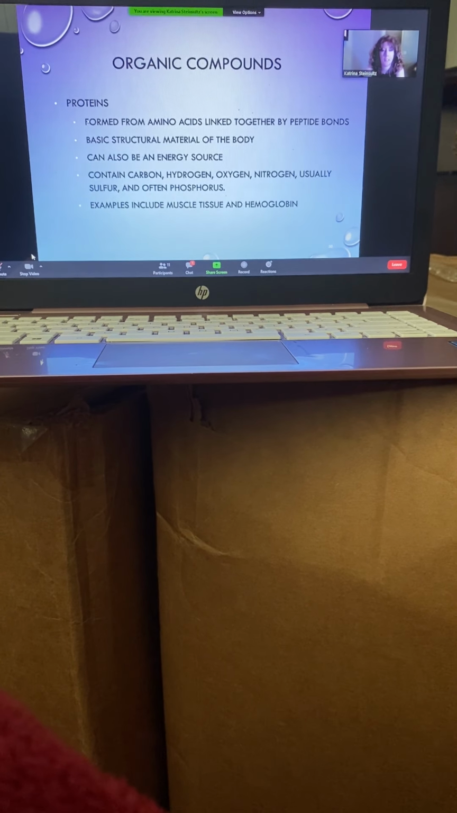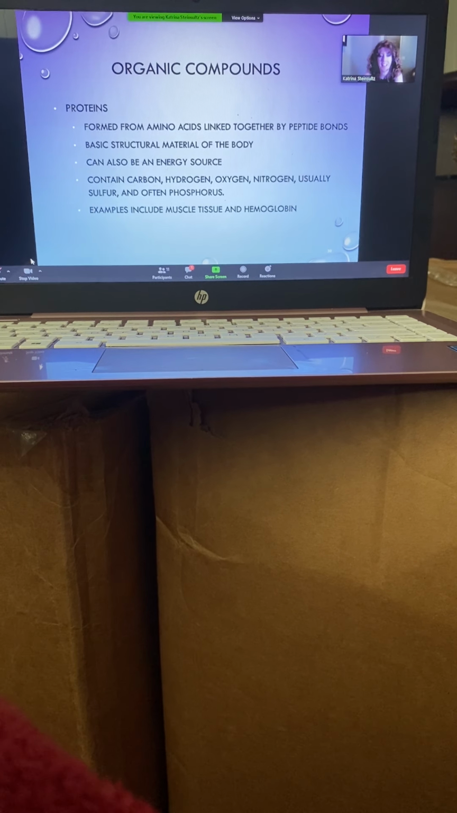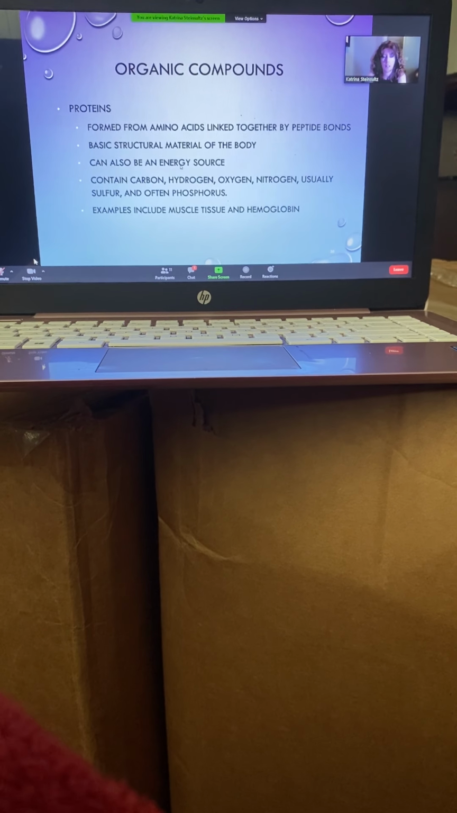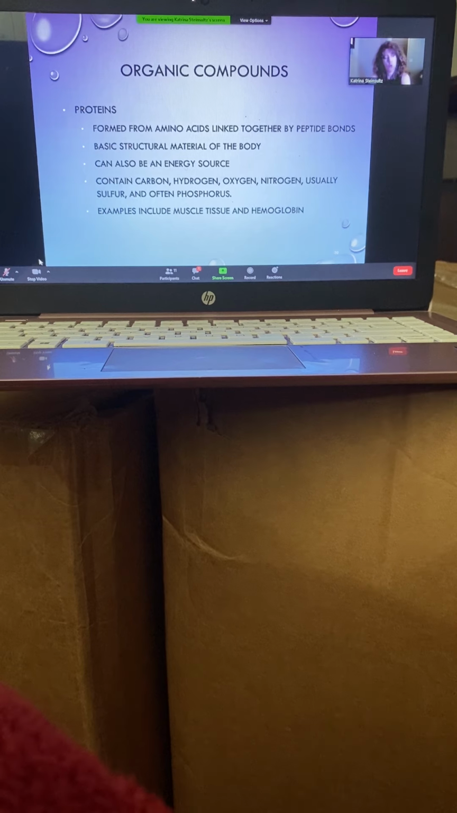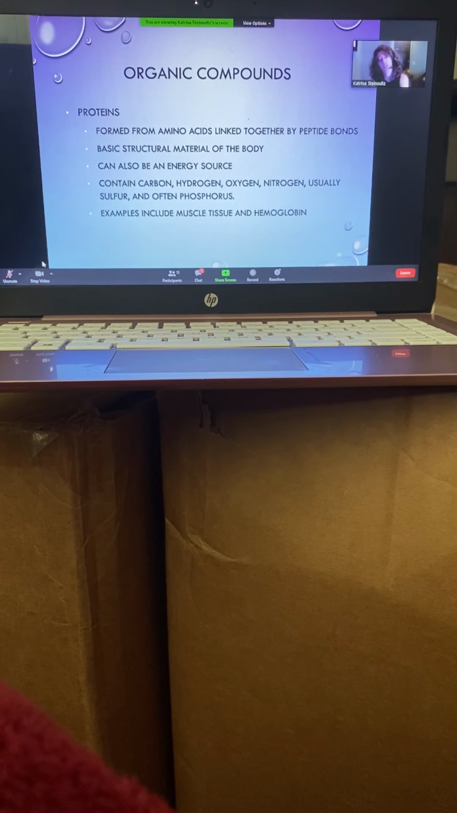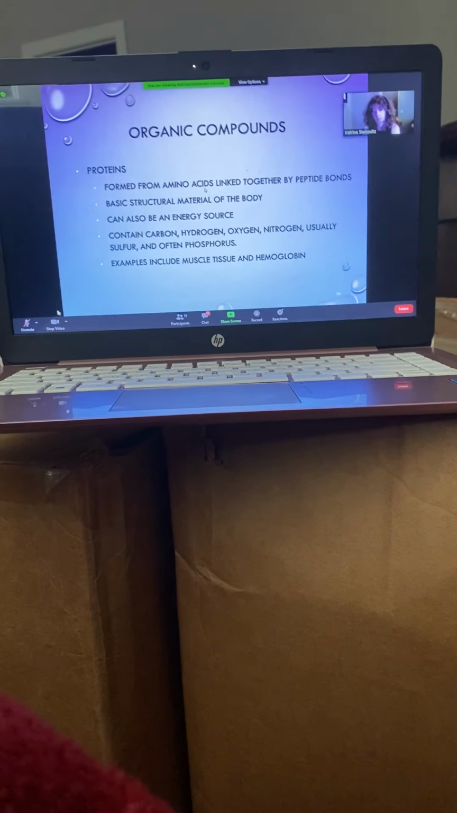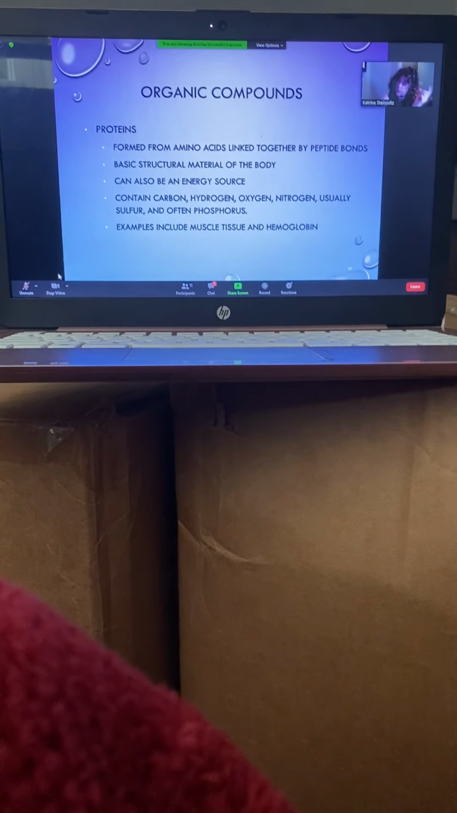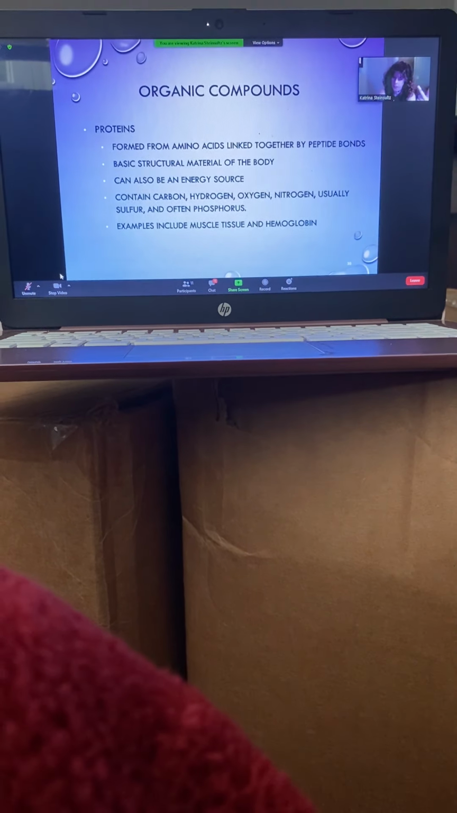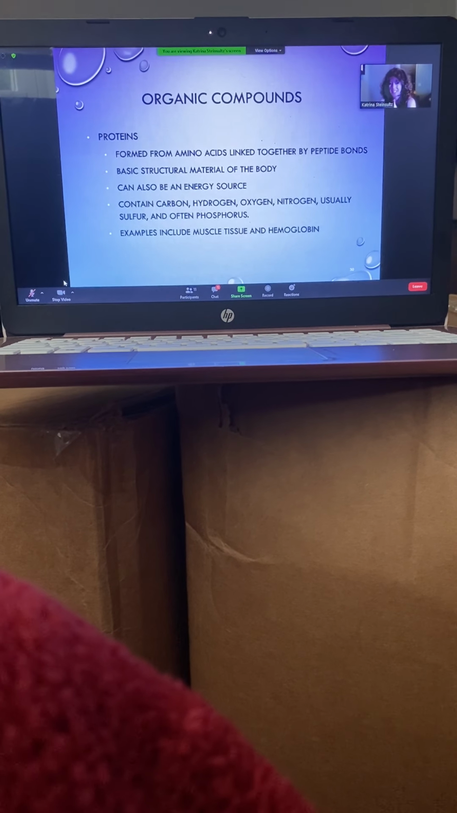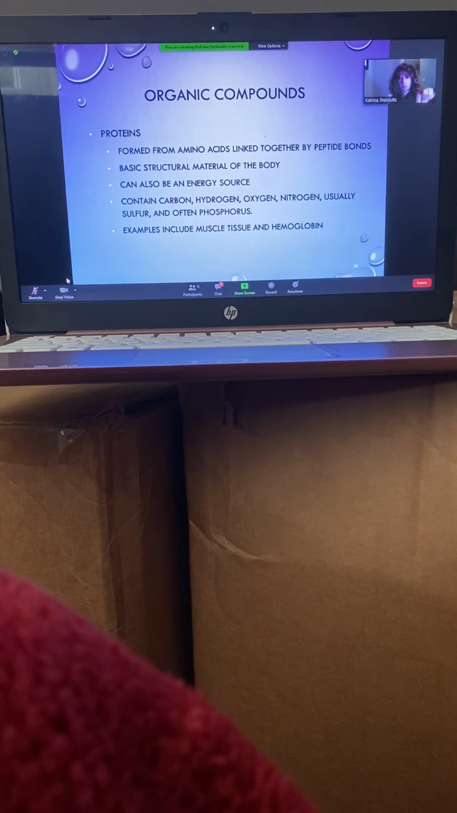But proteins are an energy source, and they don't quite put you to sleep as much as carbs do. And so proteins are from amino acids. So remember your carbohydrates: carbon, hydrogen, oxygen. Proteins: amino acids. Okay.